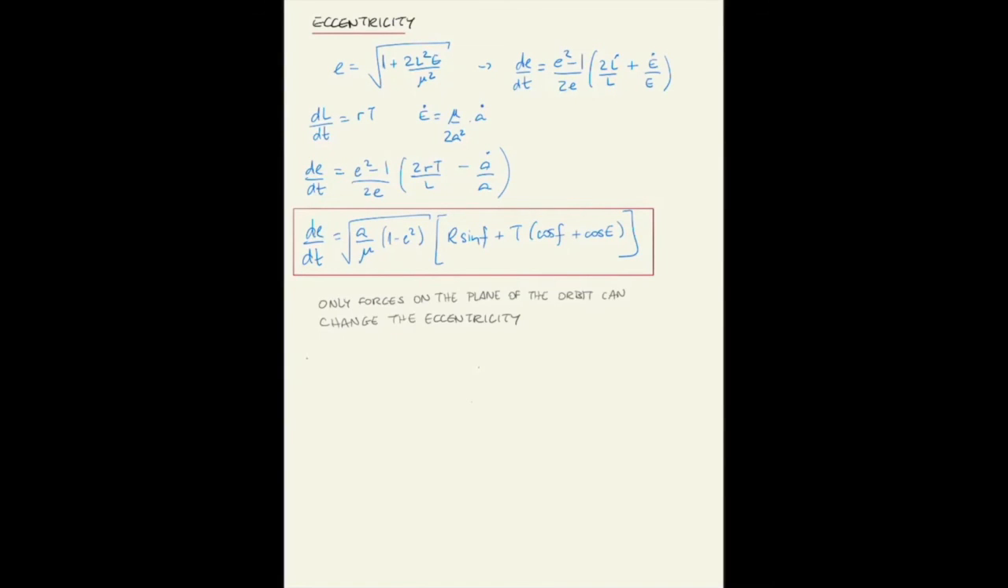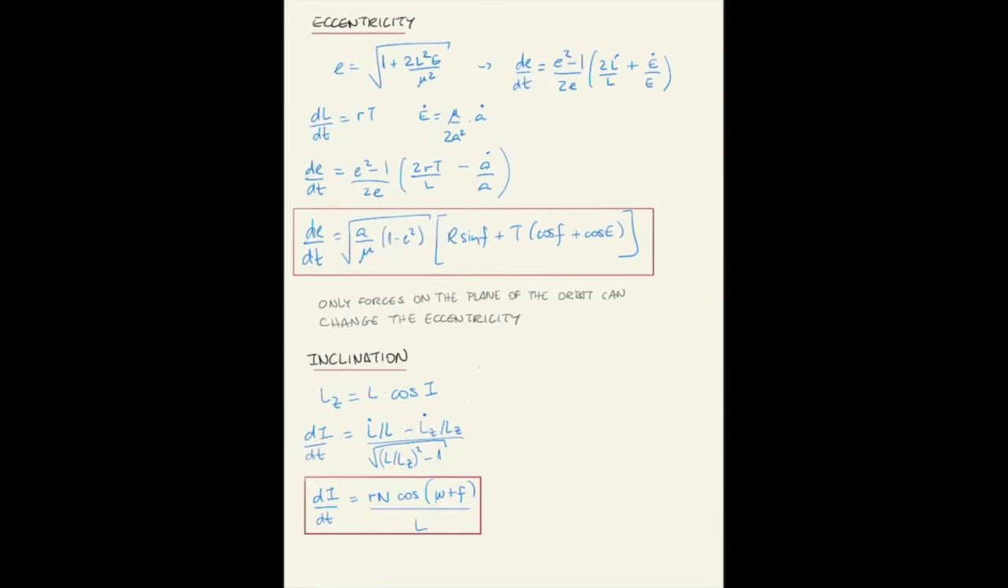For inclination, we realize that the z component of the angular momentum is the angular momentum times the cosine of the inclination. If you take the derivative of this equation, I'll save the algebra and only quote the result. Since di/dt, the derivative of the inclination, depends only on N, the vertical component, we conclude that only forces normal to the orbital plane can change the inclination.